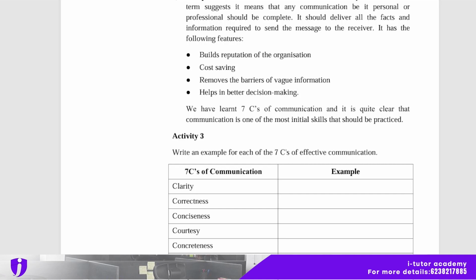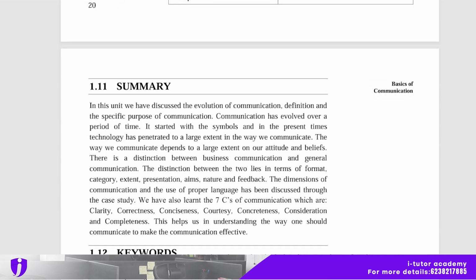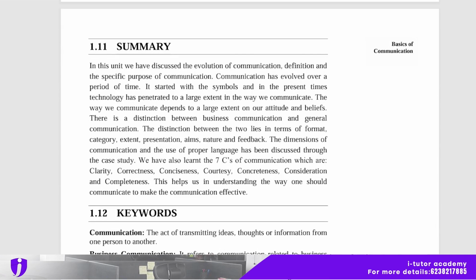We have learned 7 C's of communication, and it is quite clear that communication is one of the most initial skills that should be practiced. Okay, so that is all about the 7 C's. And next activity is here, and summary of unit 1 is here. In this unit, we have discussed the evolution of communication, definition and the specific purpose of communication.